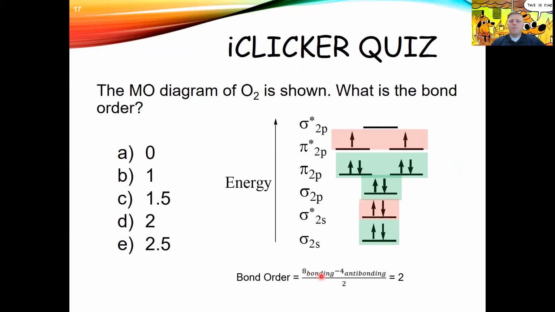So here I have 8 bonding minus 4 anti-bonding electrons. I'm going to divide that by 2. And so my answer here should be 2.